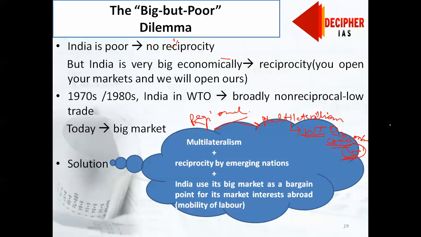Also, India can use its bigger market as a bargaining point to market for its interest abroad, that is mobility of labor. Suppose it can send to Japan, it can send to US, so it also solves the job problem in India, and India will also get remittances from foreign lands. Okay, so let's move ahead.